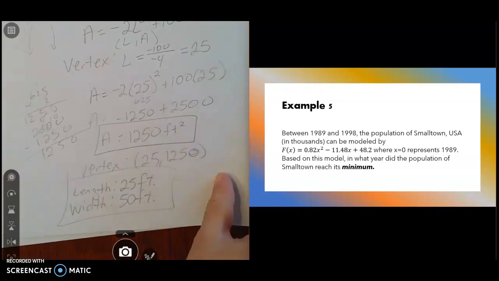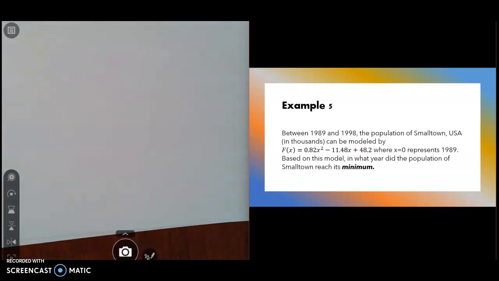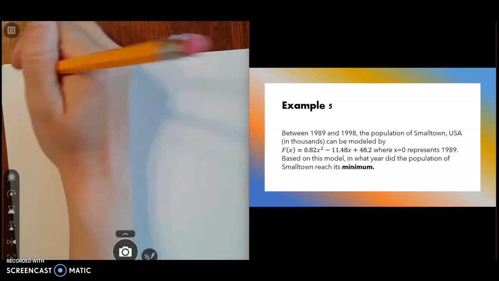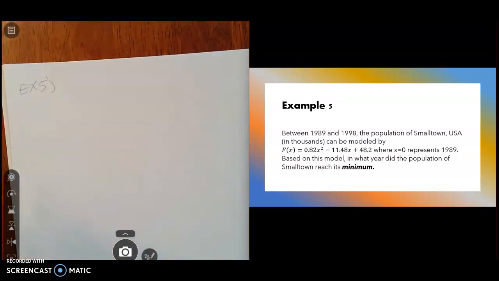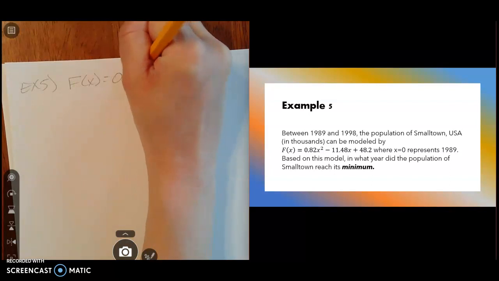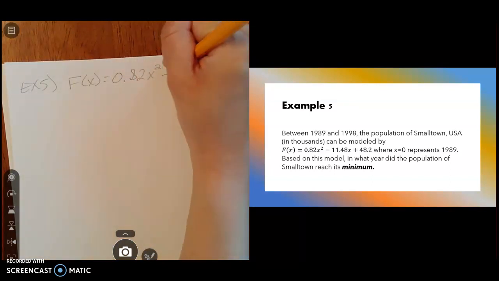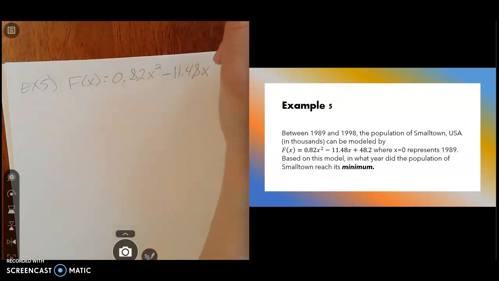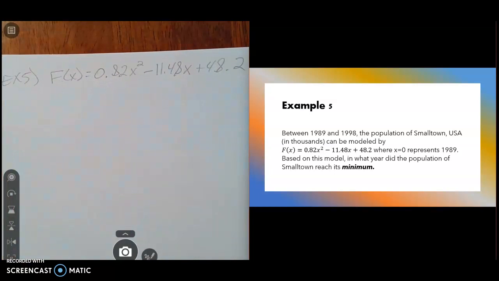All right, let's do another one. Example 5 says between 1989 and 1998, the population of small-town USA in thousands can be modeled by this equation. So they give us the equation f of x equals 0.82x squared minus 11.48x plus 48.2. Probably somebody did a lot of statistics and modeling, and they looked at all the data points and plotted a nice little curve to represent that data.